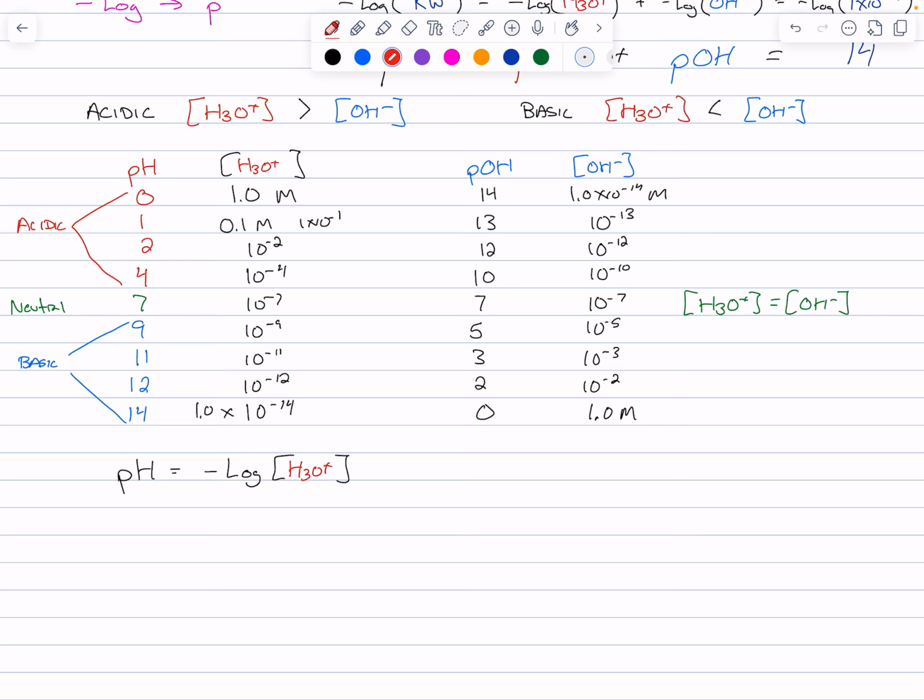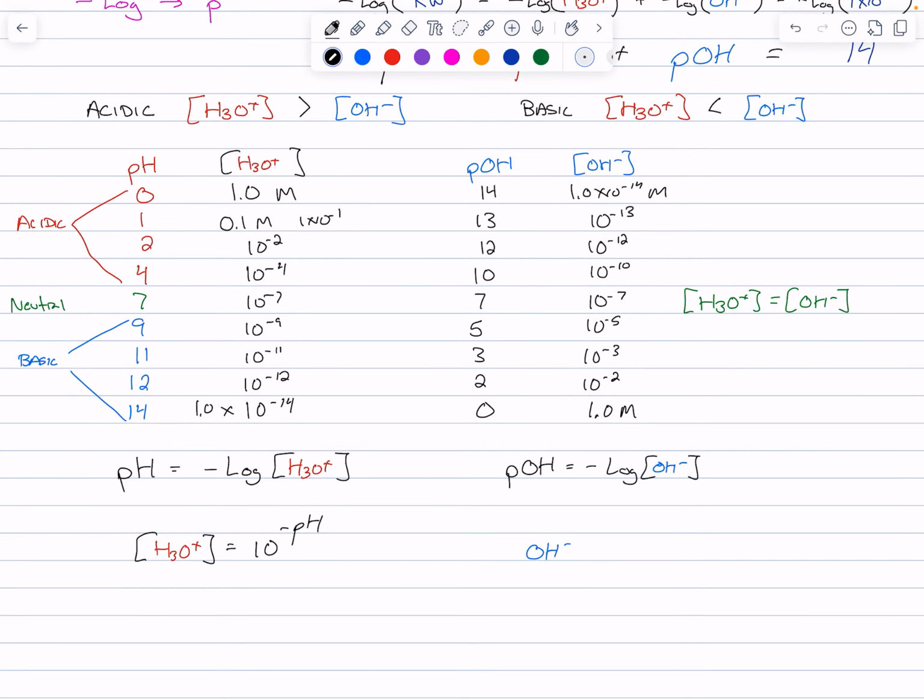All right, and then to get the other way, if you have the concentration of H plus or H3O plus, right? It is 10 to the negative pH. And same thing with pOH. pOH is equal to the negative log of the concentration of hydroxide. That means if you need to solve for the concentration of hydroxide, it is 10 to the negative pOH. All right.